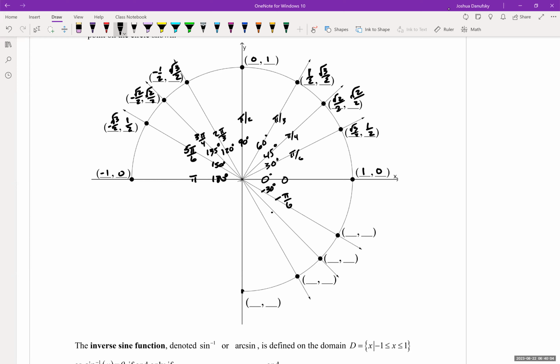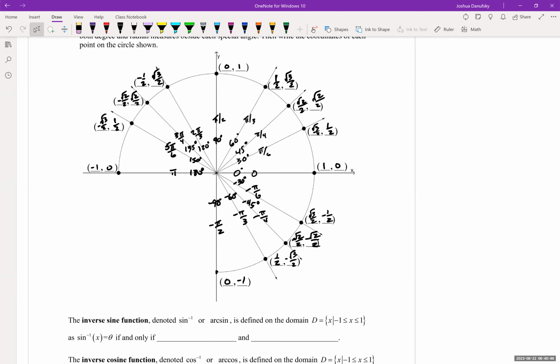So negative 30 degrees, negative 45 degrees, or negative pi over 4, negative 60 degrees, or negative pi over 3, and finally negative 90 degrees, negative pi over 2. And we're going to get the same values here, which is kind of nice. And just like that, we've recreated the top half, the right quadrants 1 and 2 of our unit circle from before, but we've done something a little bit different with quadrant 4. And we're completely ignoring quadrant 3, and we'll see the reason for that in just a moment.